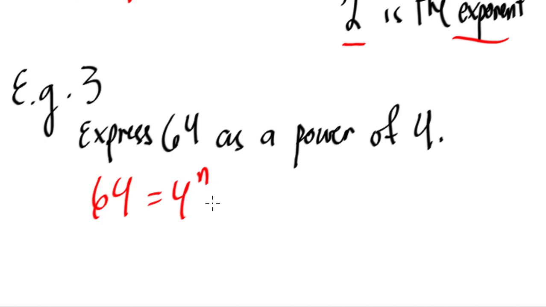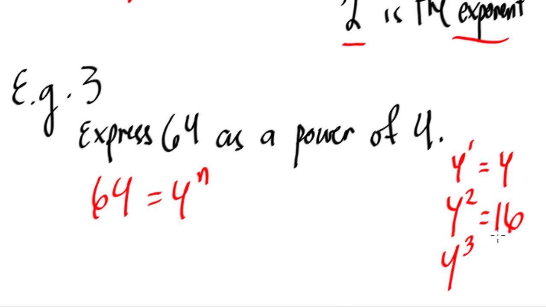Actually, we can solve this using logarithms, but just by looking at it, I think we can answer this. How many 4s multiplied by itself will result in 64? Maybe we can start with 4 raised to 1, which is 4. 4 squared, 4 times 4, gives us 16, and 4 cubed, imagine 16 times 4.